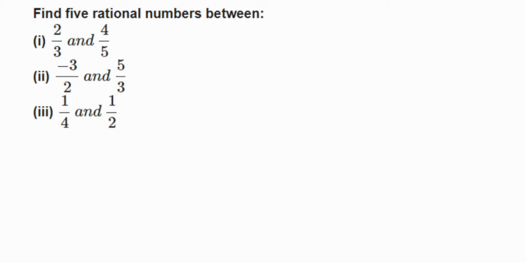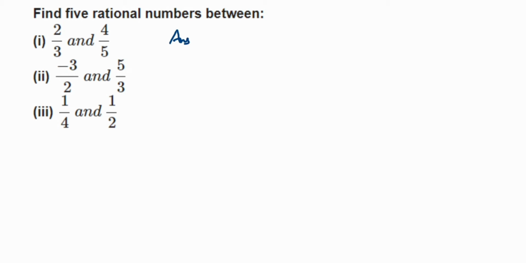Hello everyone. So here's a question on rational numbers, and the question is find 5 rational numbers between. We have 3 questions here. The first one is 2 upon 3 and 4 upon 5. Second one is minus 3 upon 2 and 5 upon 3. And the last one is 1 upon 4 and 1 upon 2. Let's begin with the first one.